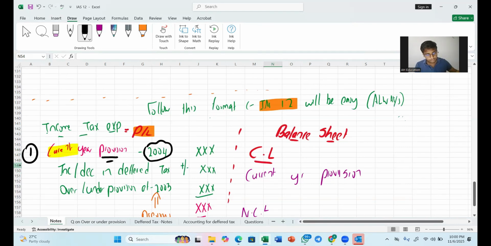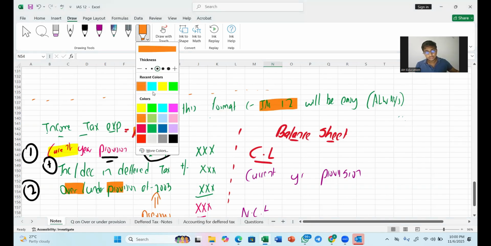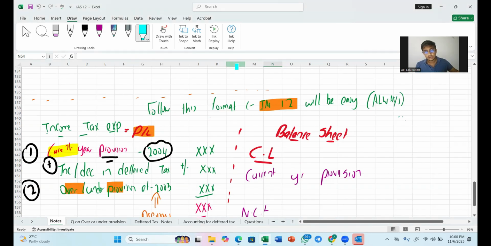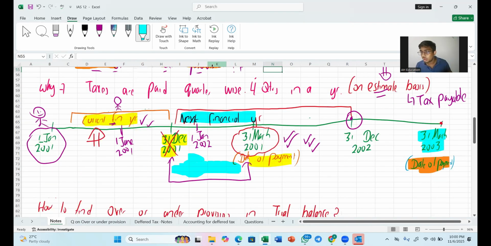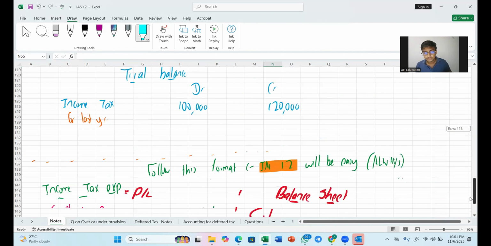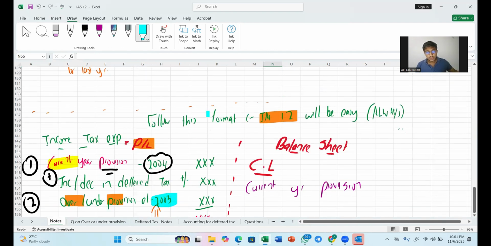Plus, your second one would be something called over or under provision of your last year. Your current year is 2004. Your last year is 2003, right? So in terms of your last year, you will be either having over provision or under provision, right? That adjustment also needs to be included.